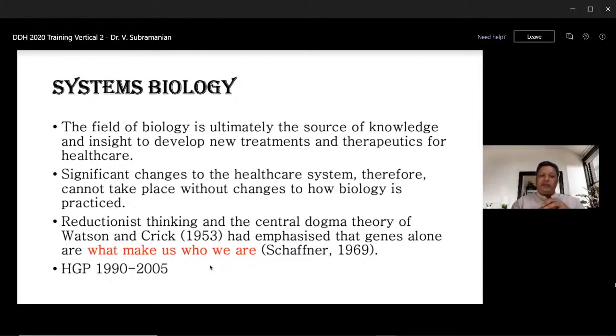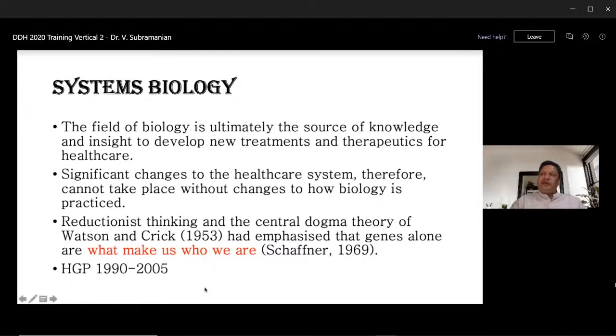So the reductionist thinking and central dogma theory of Watson and Crick emphasized that genes alone are what we are made of. This is the presumption that genes are the only constituents which are required. If genes are good, we are good. If genes are bad, we are bad. This is a theory which was there. So with the eagerness to know what genes we have, a big experiment was floated called the Human Genome Project to map the whole human genome. It started in 1990, as most of you may know, and ended in 2005, and we have a count of about 20 to 25,000 genes as of now.